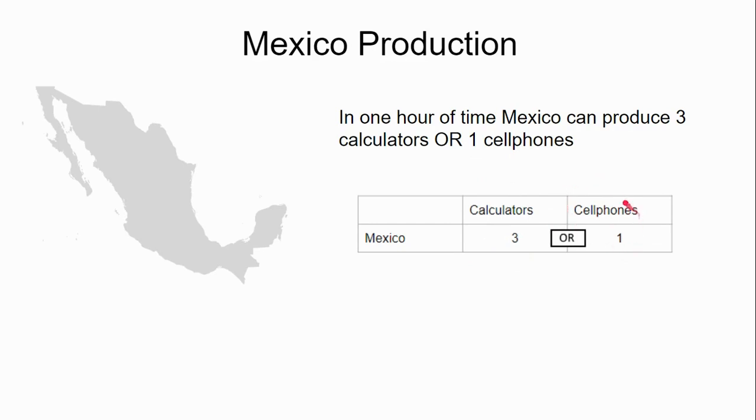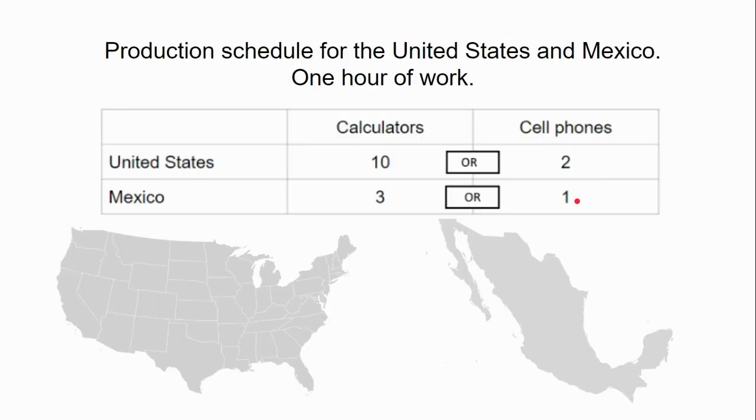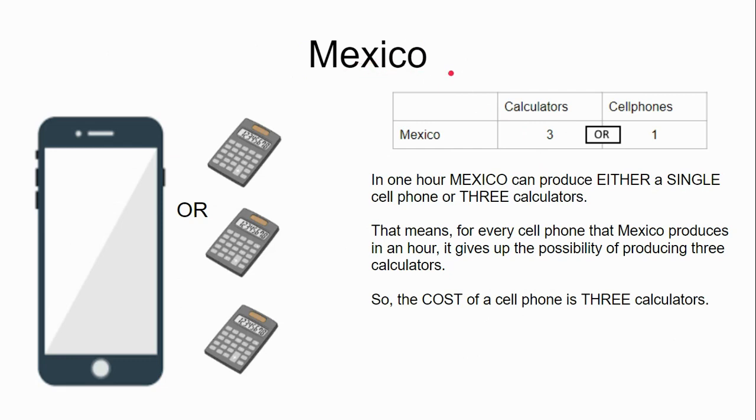So here you have the one cell phone. So they can do one or the other within an hour. If they wanted to do both, then it would take 1 hour to do this and an additional 1 hour to do this. So here's the production schedules for both countries, right? The United States, in 1 hour, they can make 10 calculators, and Mexico in 1 hour can make three calculators. And the United States in 1 hour can make two cell phones, and Mexico in 1 hour could make one cell phone.